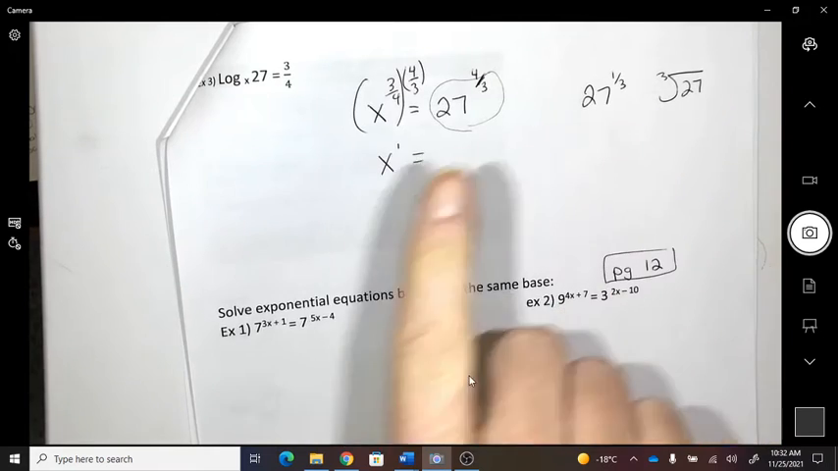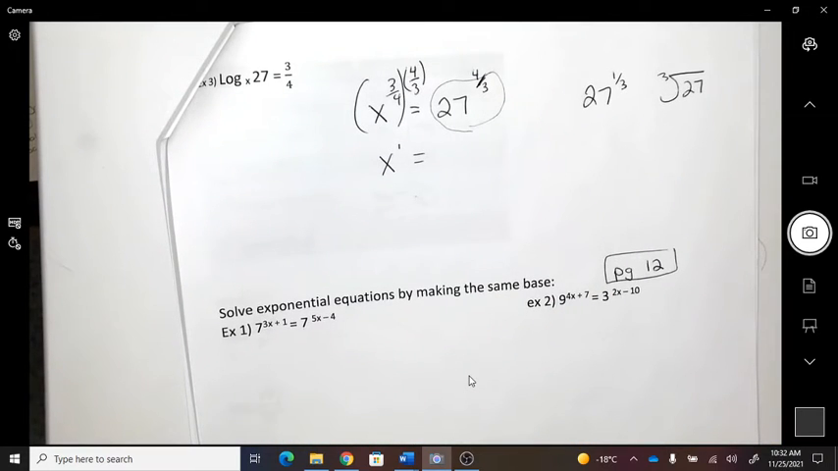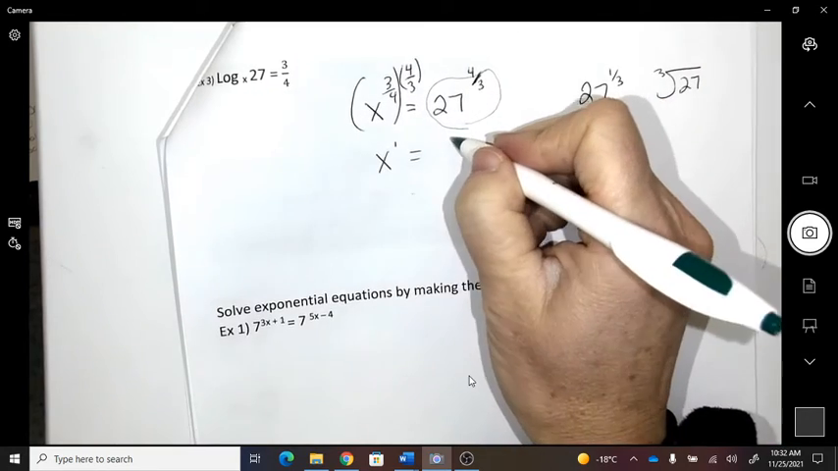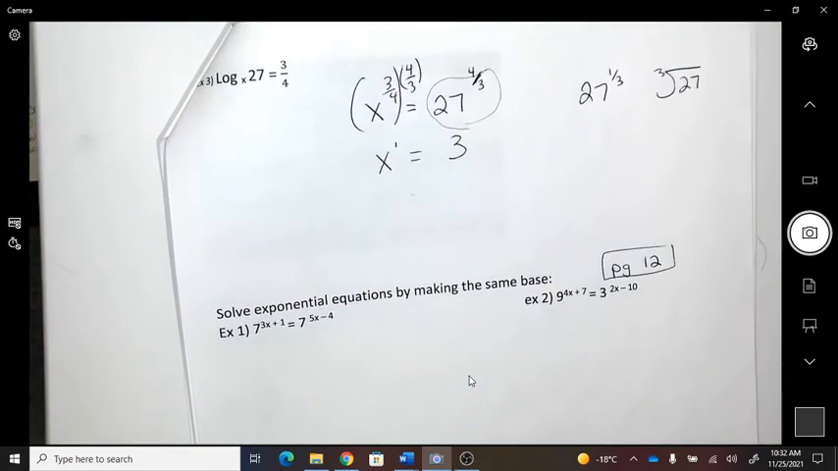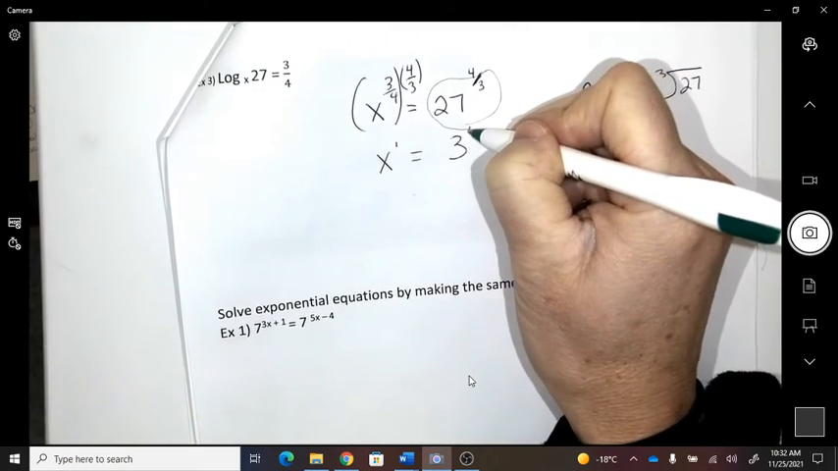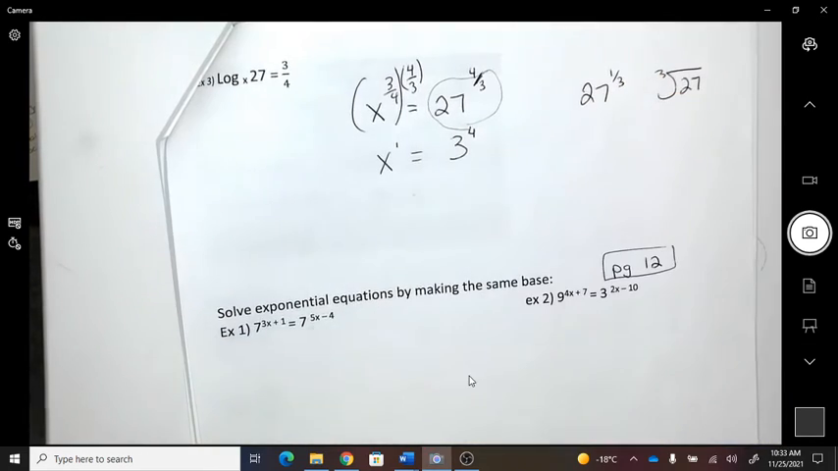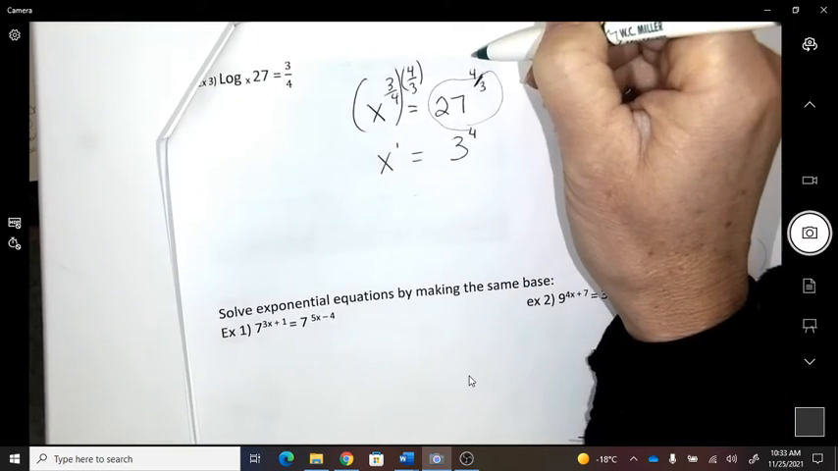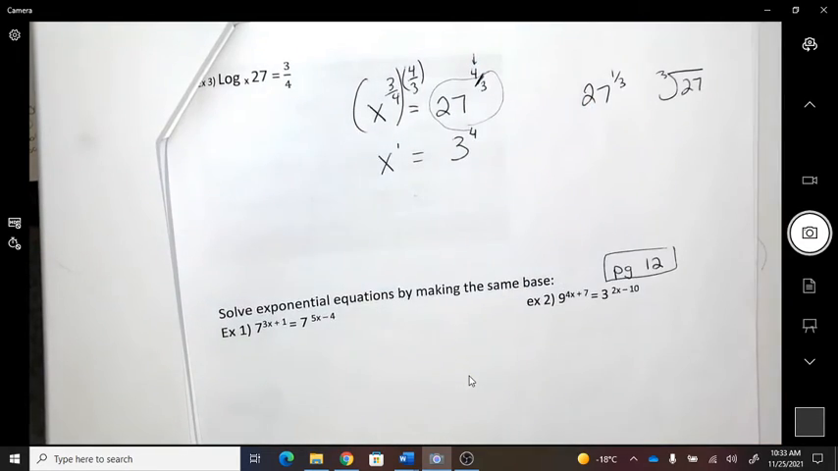What's the cubed root of 27? What times what times what? Three. 3 times 3 times 3 is 27. So that's 3. But I still have to take it to the 4th. Right, because I still had this. So what is 3 times 3 times 3 times 3?